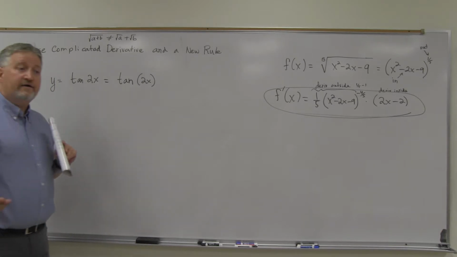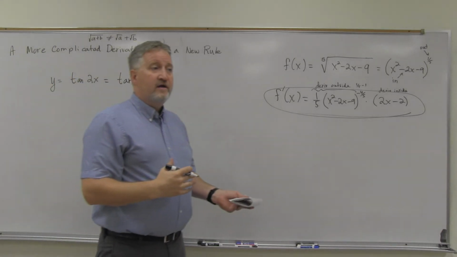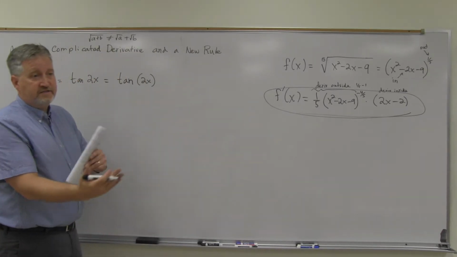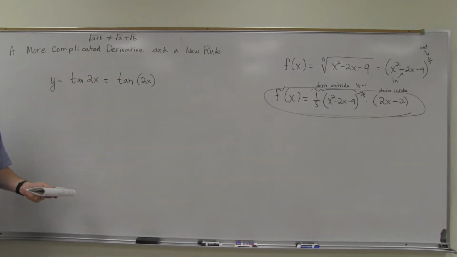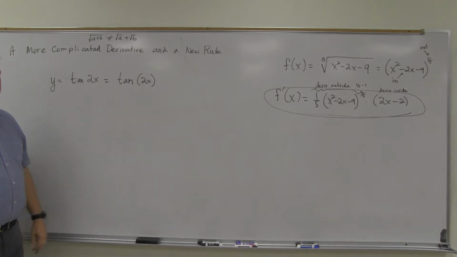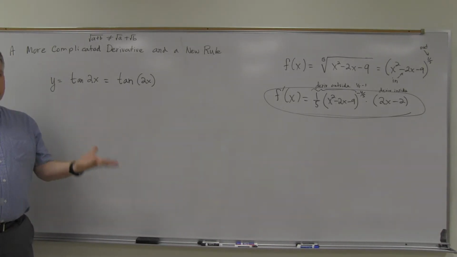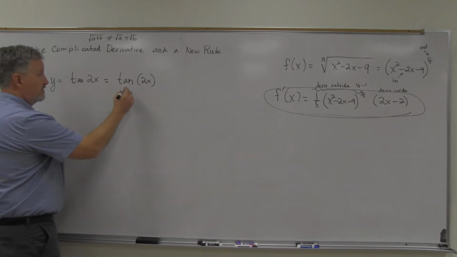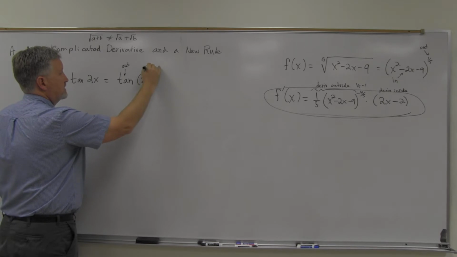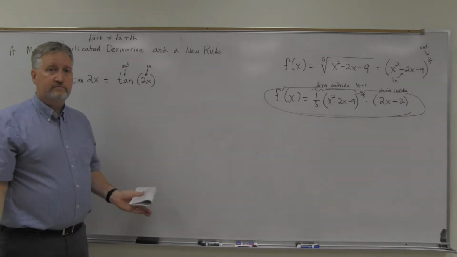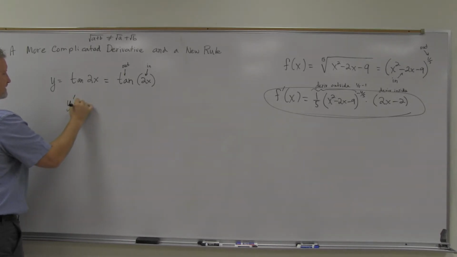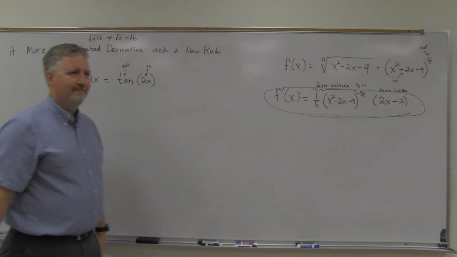So if you see there, I've got an inside and outside. The inside is something more than just x. It's not just tangent of x, it's tangent of 2x. And so that 2x, that's a more complicated matter than just x. And so this is another chain rule. Because what have I got? I've got tangent on the outside, 2x is on the inside. Yeah, this is chain rule. It's a pretty simple one, but it is what it is, okay?